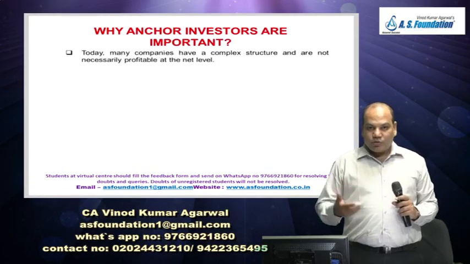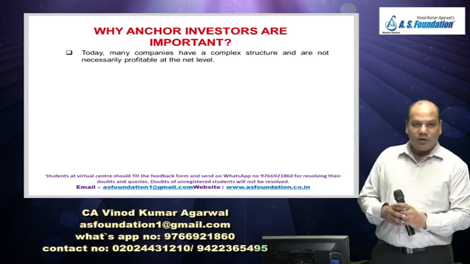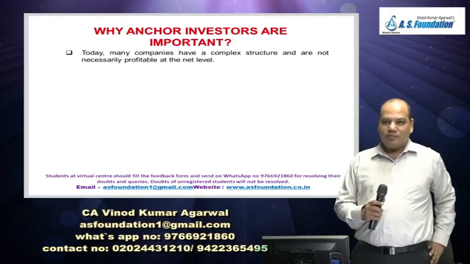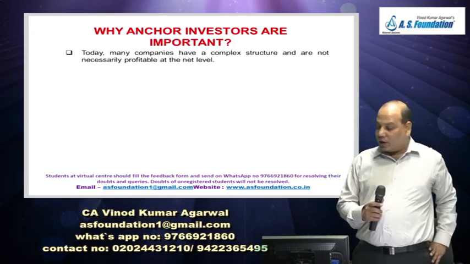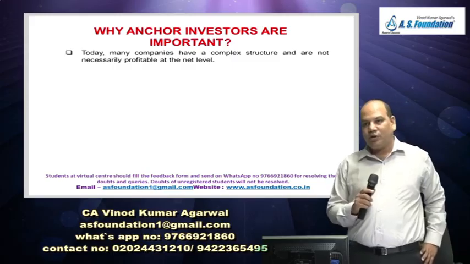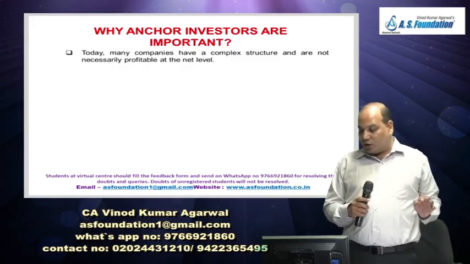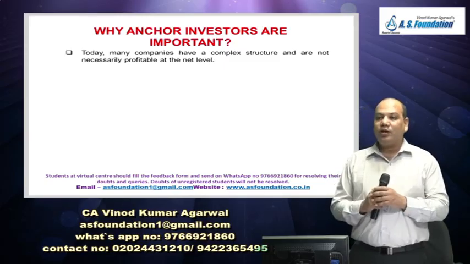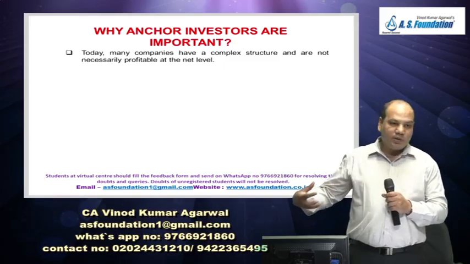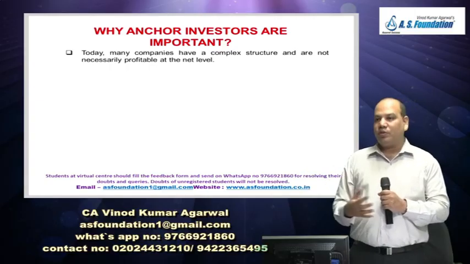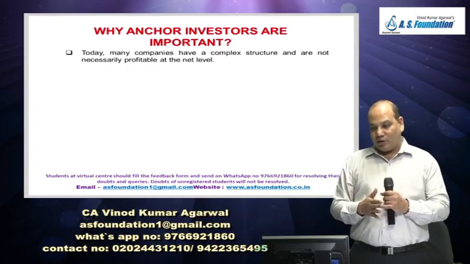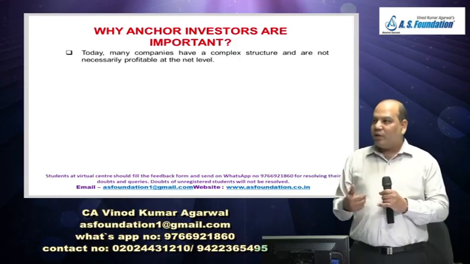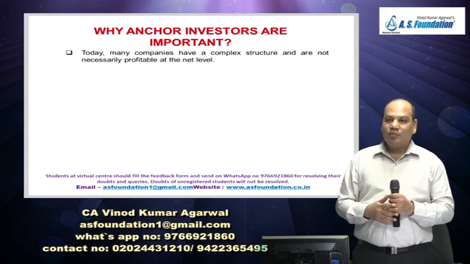Now you are a student of finance and capital market. For everything you should know why this is done. Wherever you can find out why anchor investors are important. So many companies have a complex structure and are not necessarily profitable at the net level. Complex structure means companies operate through various group companies. They may have subsidiary, joint venture, associate, and it is very difficult to assess their profitability.